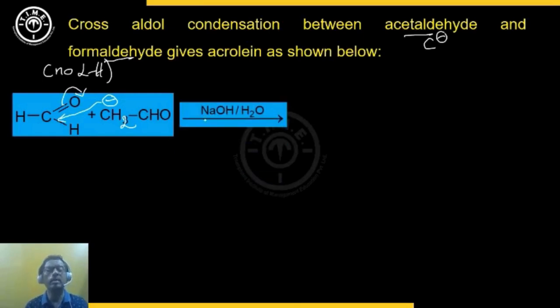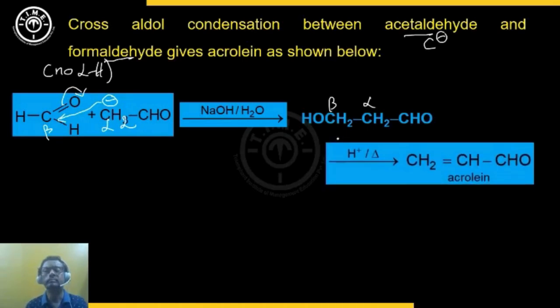We'll get, upon treatment with dilute alkali, this is the alpha carbon, this is the beta carbon. So this was the alpha and that is a beta. So beta is having CH2OH, the alpha is having the CH2, and then we have a CHO. So this is our aldol. That aldol either with H plus, that is mineral acid, or upon heating will form alpha beta unsaturated aldehyde in this case. So this is acrolein.